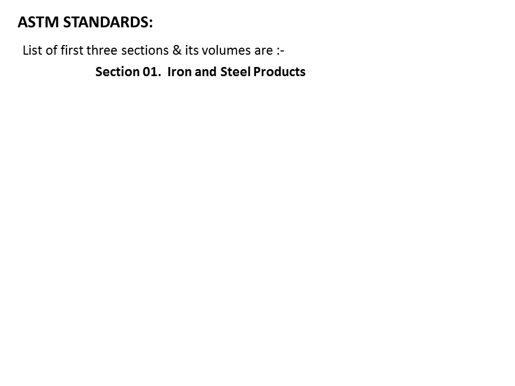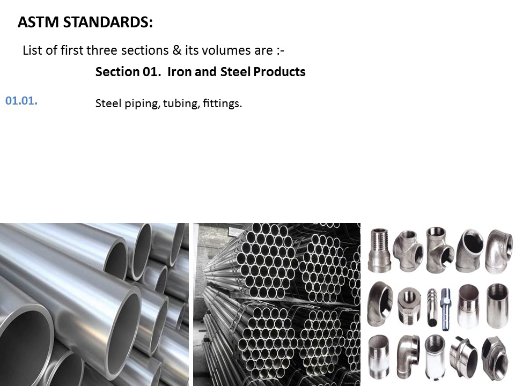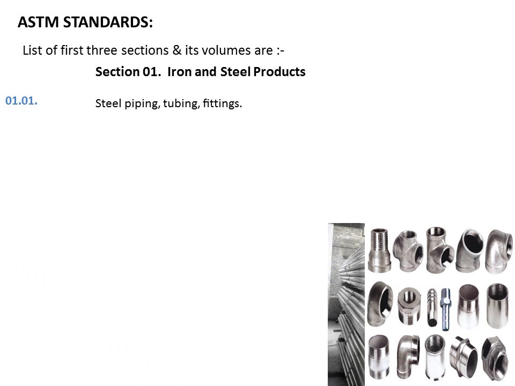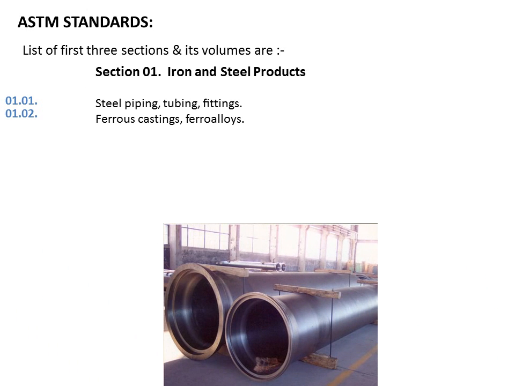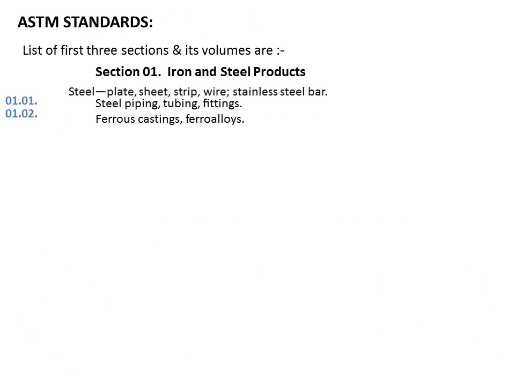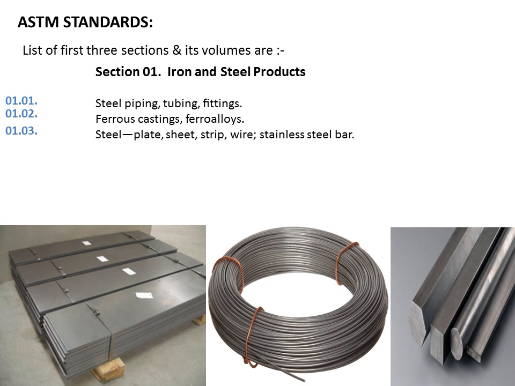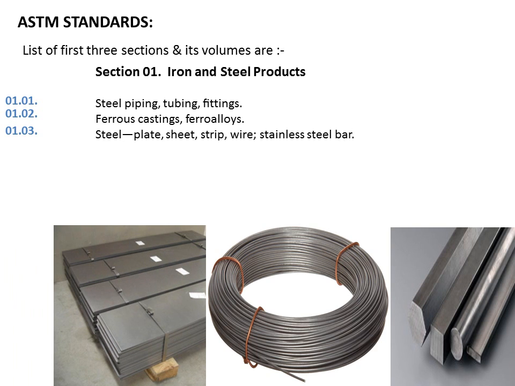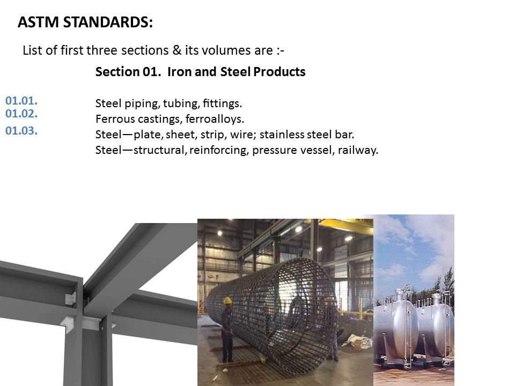Section 1, for iron and steel products, contains steel piping, tubing, and fittings, contained in volume 1.01. Ferrous castings and ferroalloys are contained in 1.02. Steel plates, sheet, strip, wire, and stainless steel bar are contained in volume 1.03. Structural steel, reinforcing steel, pressure vessels, and railways are illustrated in volume 1.04.